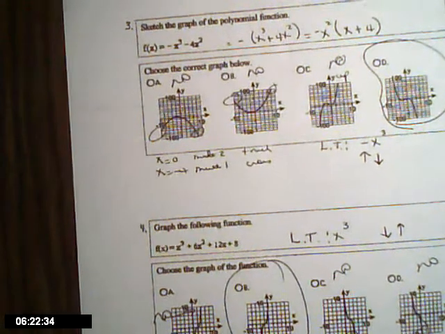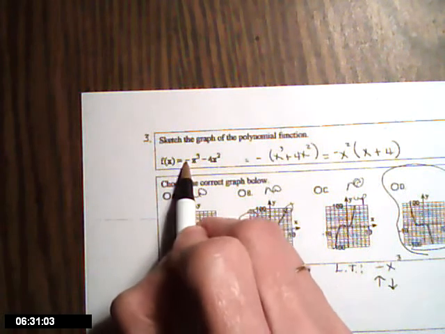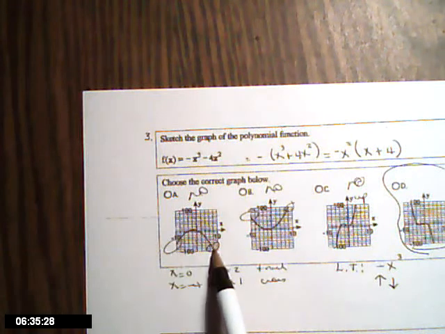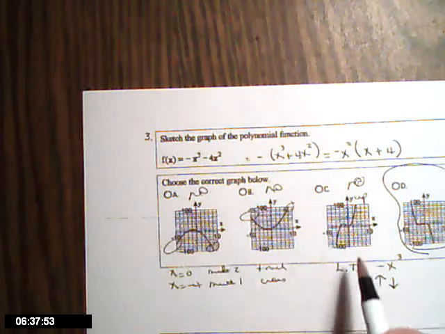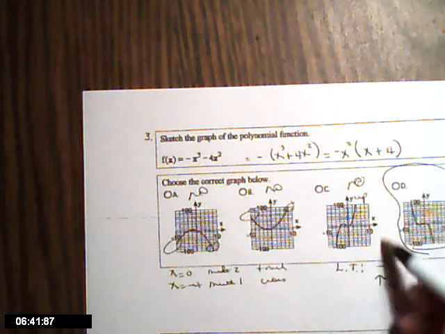Let's look over at, let's say, number 3 on the next page. If you look, the negative x cubed says that the right end has to be down, the left end is up. Well, it couldn't be A, both are down. Can't be B, both are up. In C, the right end is up, can't be that one. It has to be D.